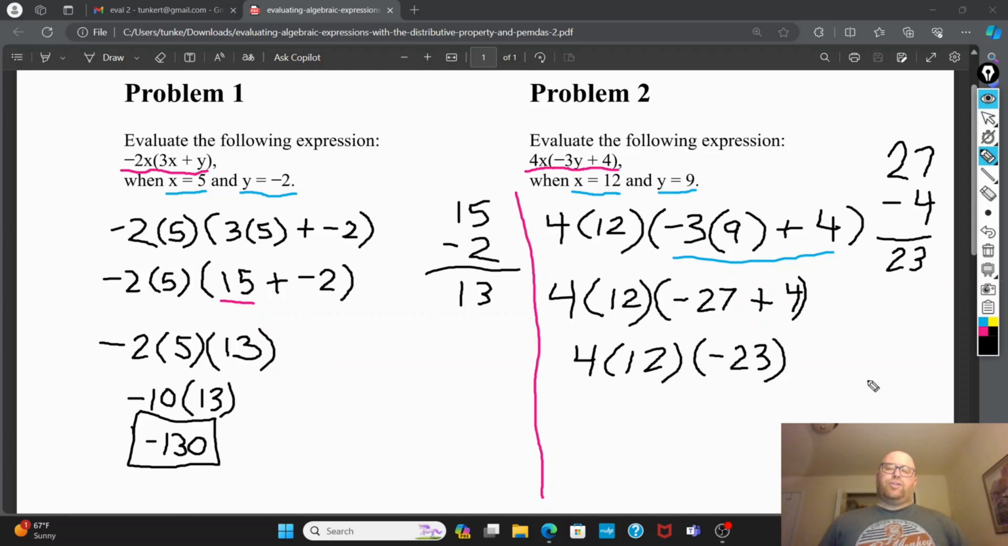Okay, so let's do 4 times 12 first. So I'm just going to set this up. We could do 4 times 12 or 12 times 4. I like 12 times 4. And let's walk you through that.